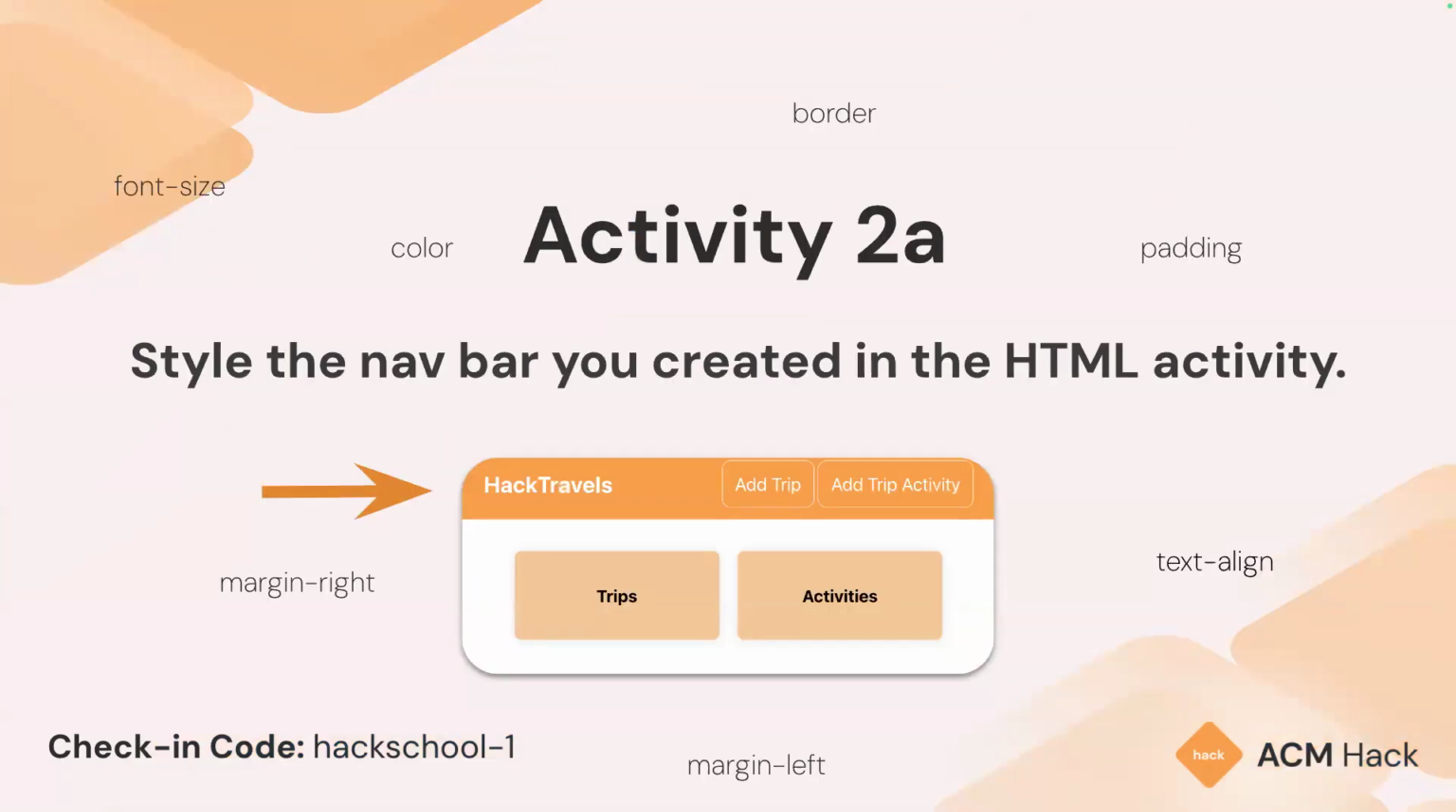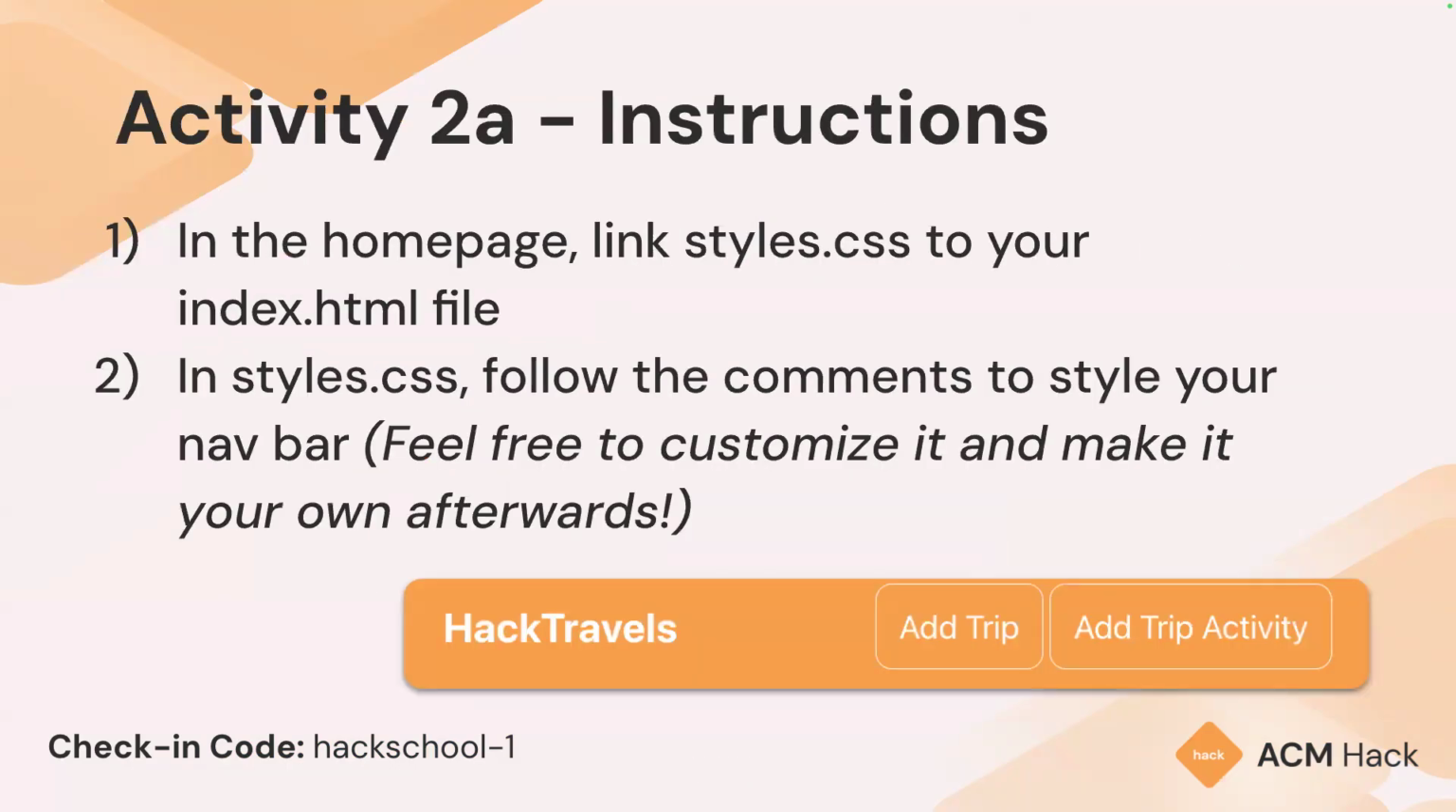So now we'll be moving on to our second activity where you'll be styling the nav bar you created in the HTML activity prior. So these are the instructions. From the fork code, you can see a styles.css file. And in the file, there are comments for the navbar styling. So everyone in this activity should follow the comments and use documentation or Google to try to style their navbar. We're gonna keep this activity a little bit shorter than the previous one, so we'll give you about 6 minutes. Make sure to talk in your groups as well and help each other out.